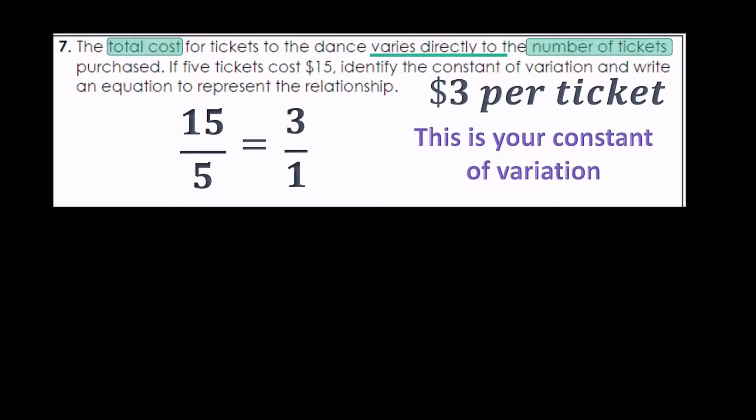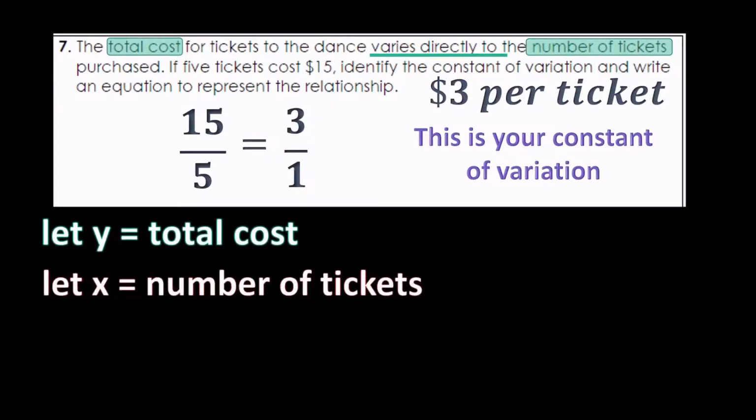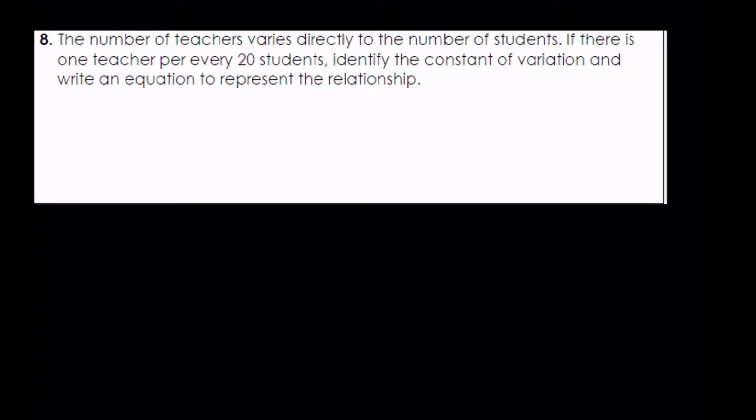So now if we had to write the equation, y is my total cost, x is my number of tickets. So remember, it's y equals kx. Well, what did we just say k was in this example? We said it was 3, so therefore your equation is y equals 3x. Okay, let's go look at another one.